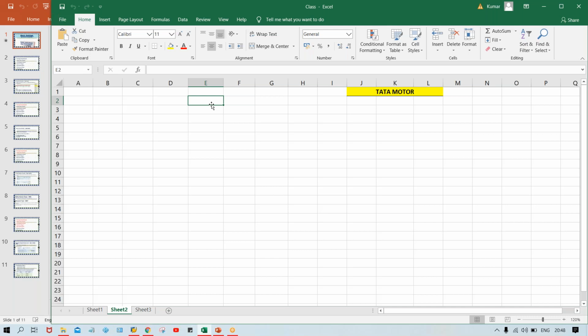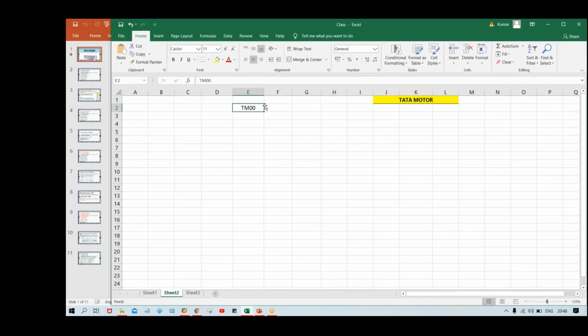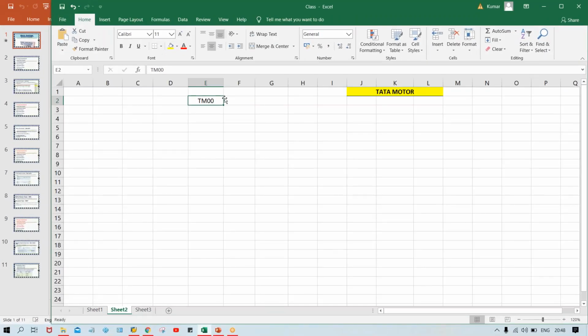So we can select the company code TM00, right? That we have selected. We have created TM00 as a company code. Instead of writing the complete name, we can select this code. The system will be able to understand that TM00 is nothing but Tata Motor itself, right?